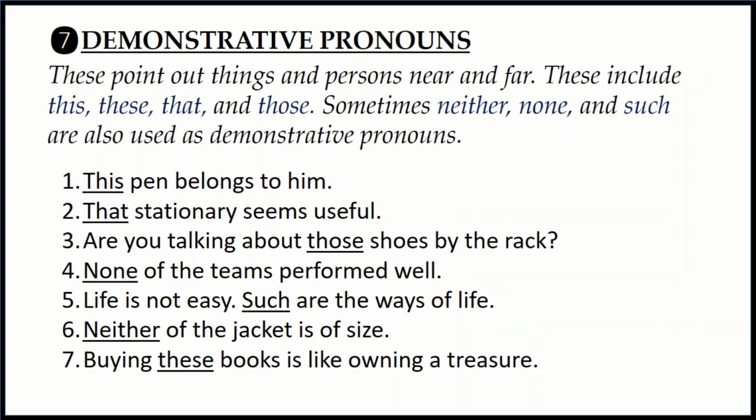Number 7 is demonstrative pronouns. Well, these are those pronouns that point out things and persons near and far. So they actually demonstrate, it tells you about something. And there are, in fact, just 5 of them which make up the demonstrative pronouns. For example, this, these, that, and those. Apart from them, we also have neither, none, and such.